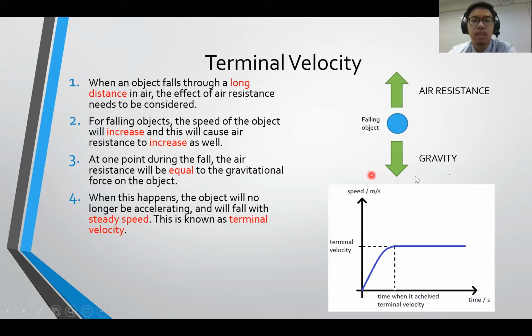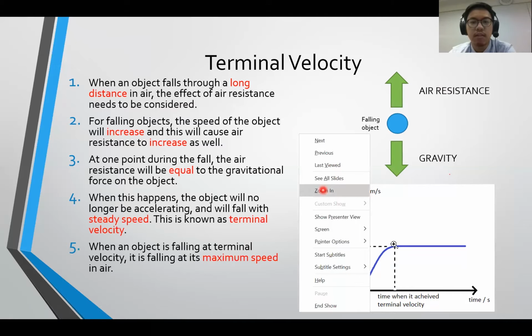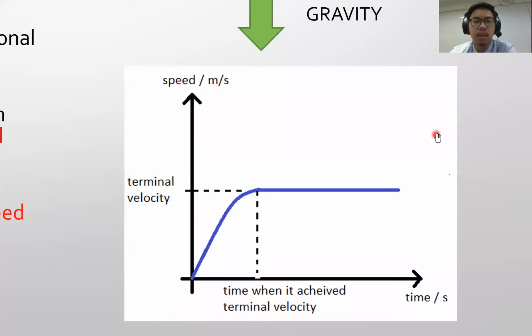But for the time being, know that this is what the forces look like when things are falling in the air. Number five, when an object is falling at terminal velocity, it is falling at its maximum speed. So what does that mean? Let's look at this graph we have at the bottom here. This is a speed time graph, and this is what it looks like when you are falling in the air.